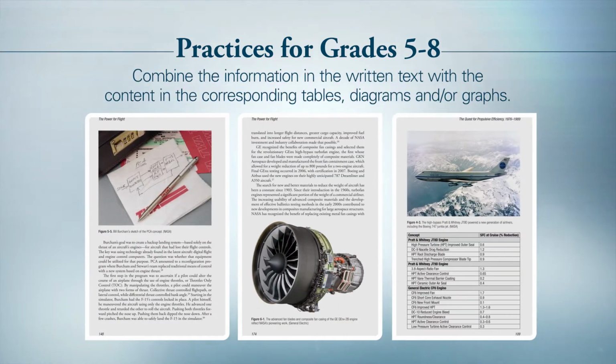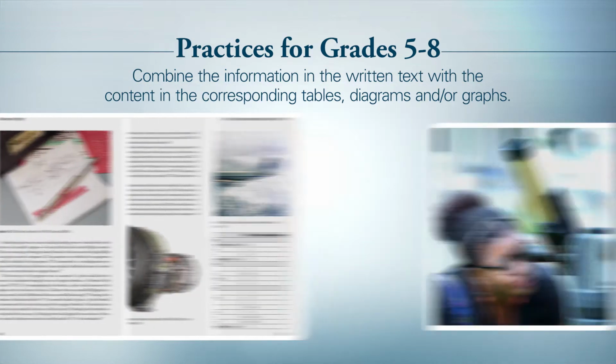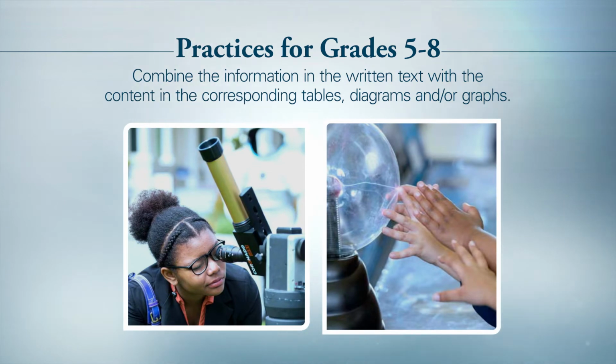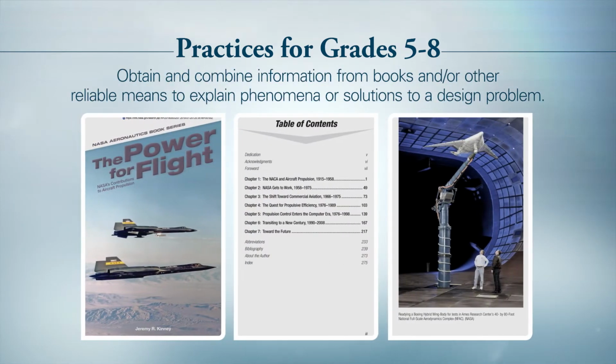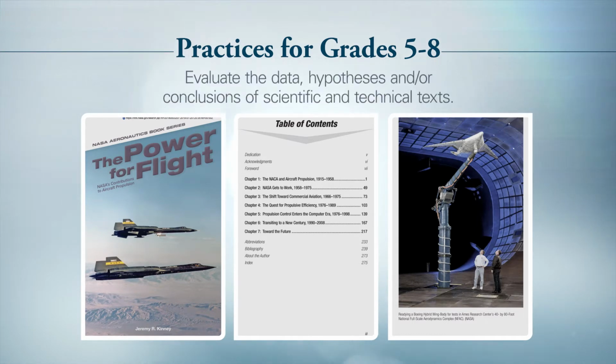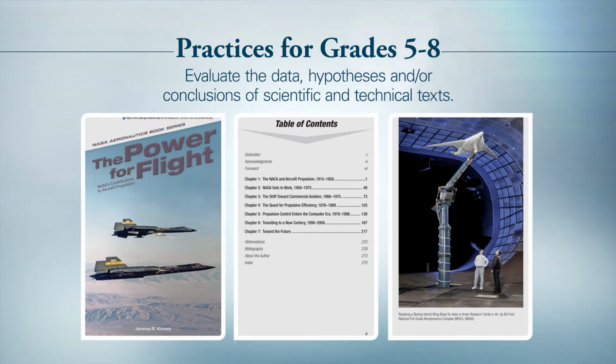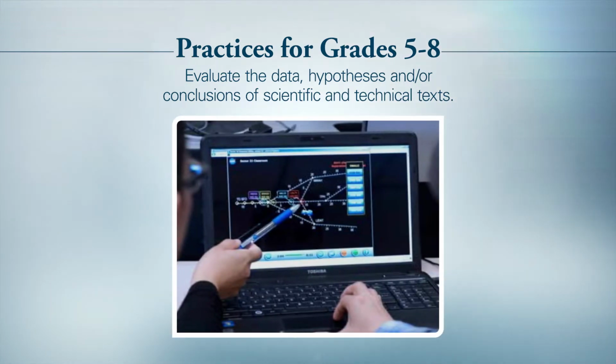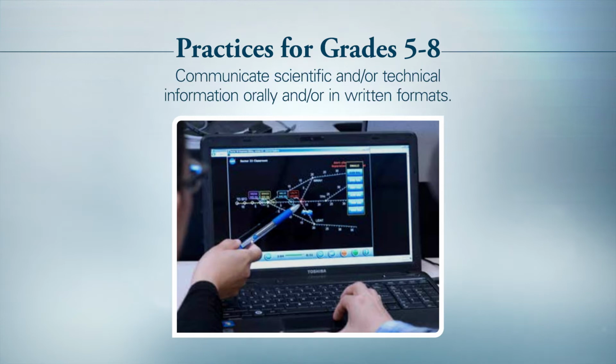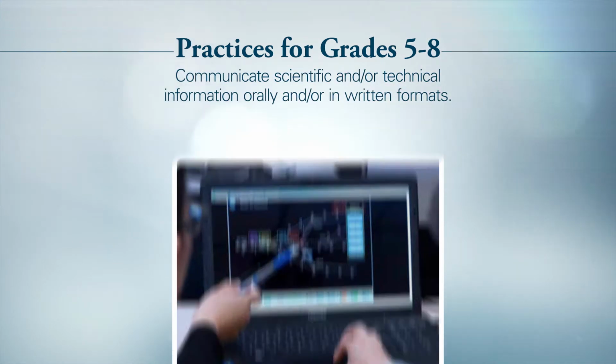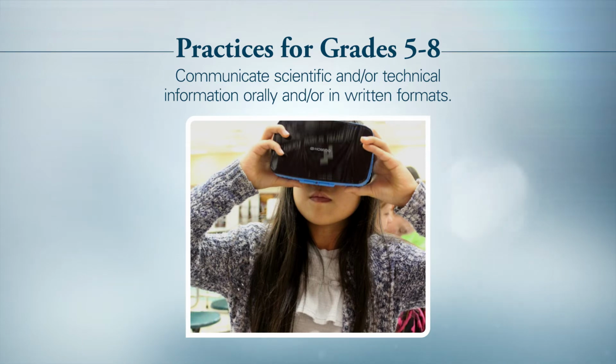Combine the information in the written text with the content in the corresponding tables, diagrams, and/or graphs to support participation in other scientific and/or engineering practices to clarify the information and conclusions. Obtain and combine information from books and/or other reliable means to explain phenomena or solutions to a design problem. Evaluate data, hypotheses, and/or conclusions in scientific and technical text according to competing information or evidence. And communicate scientific and/or technical information orally and/or in written formats, including bibliographic references, tables, diagrams, and graphs.